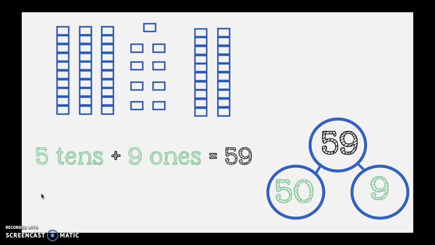Now, can you go ahead and press pause while you write an addition sentence showing adding those two parts together to equal the whole amount? Okay, you're ready? Do you have your addition sentence? Good. Okay, so I added the two parts to say 50 plus 9 equals 59.